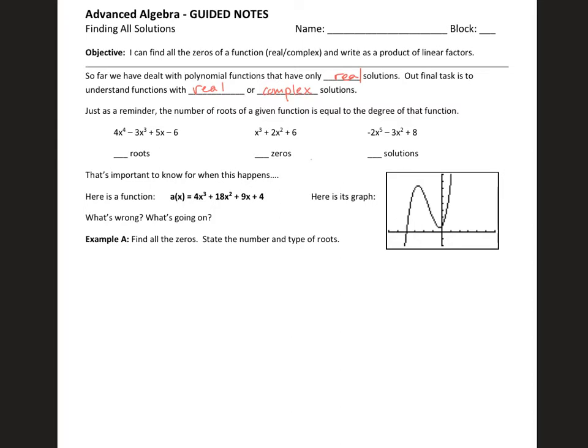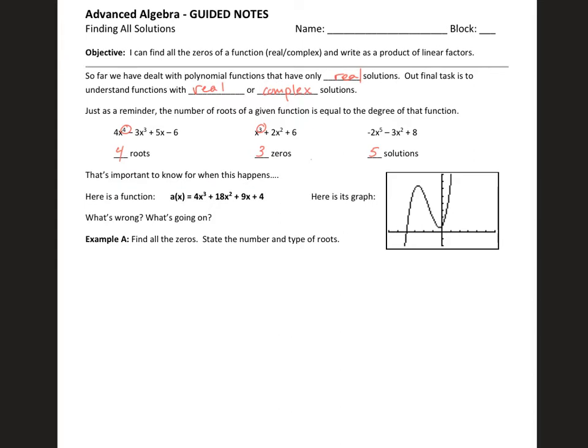Number one here, the degree is 4. Remember, degree is the highest exponent, so it would have 4 roots. Degree here is 3, so it would have 3 zeros. Okay, last one, can you type this into the Edpuzzle, please? It would be 5 solutions.